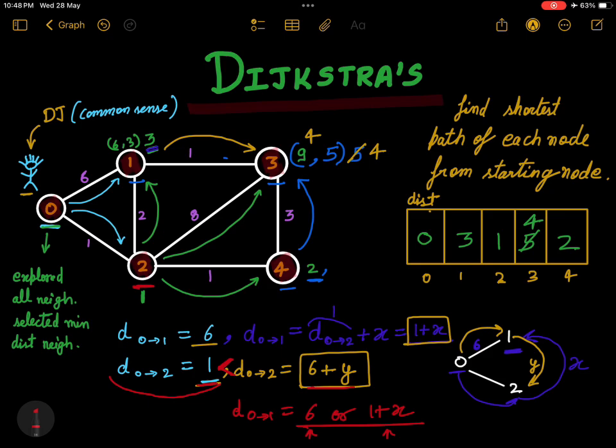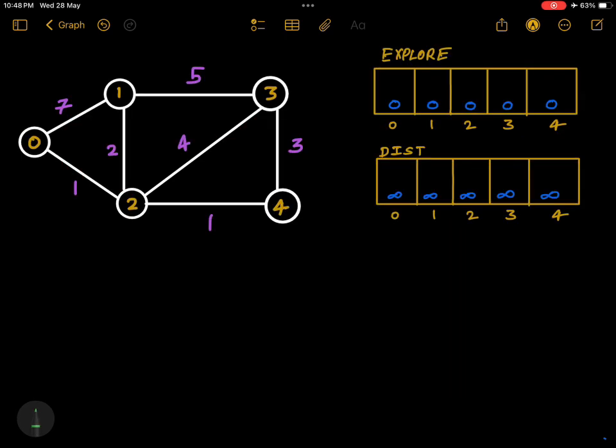Now let's see this in a more algorithmic way, how we're gonna do it. The logic will be the same only. So we have our graph and our explore vector and distance vector initialized, with the distance vector all infinities and the explore vector all zeros. So first, we will mark the distance of the source node with 0 and we will explore this node. Okay, from 0 we will explore node number 1 and node number 2.